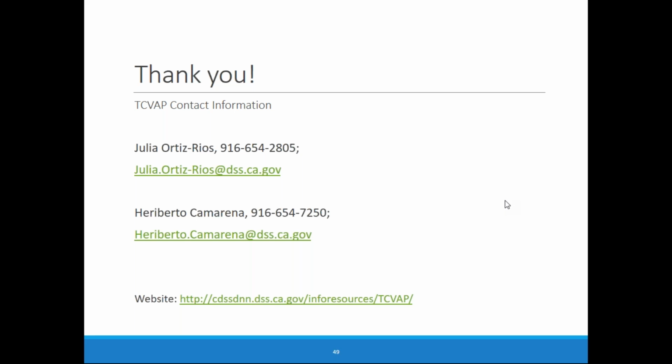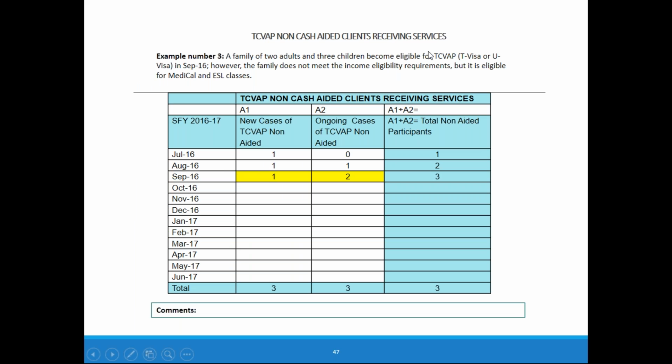Okay, we do have one clarification on a previous slide that we do want to point out before everybody goes. I'm going to go ahead and go back to that slide so that we can explain to you what we mean. I'm going to turn it over to Heriberto. Okay, as we mentioned before, TCVAP non-cash aid clients only counts cases. I want to point out that right here on column A1 plus A2, the title states the total of participants. That is the error. It should be total of cases. So I want to clarify this so you won't get confused that we are counting cases instead of individuals. Thank you.